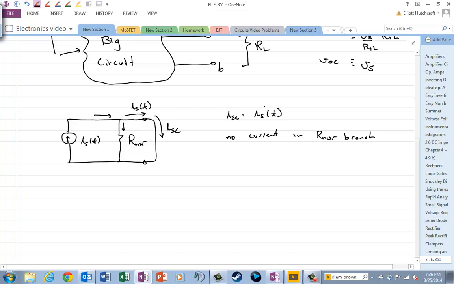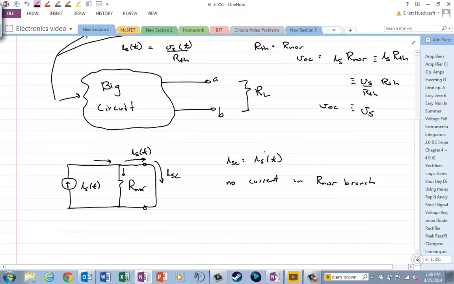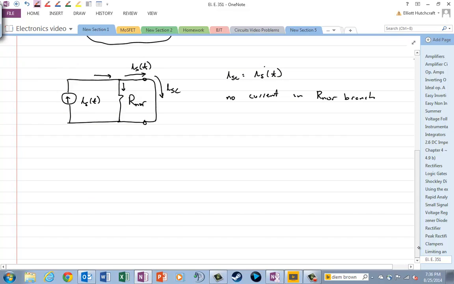And of course, you could also figure this out up here. If I short the Thevenin equivalent, then the current's going to be Vs of t over R Thevenin. But what could Vs of t be written as? It can be written as Is of t times R Norton. R Thevenin and R Norton can cancel each other out, and so you get that I short circuit is equal to Is of t, just like we got before. So there's nothing any different about that. It will still work out the same way, but Is of t is equal to I short circuit.